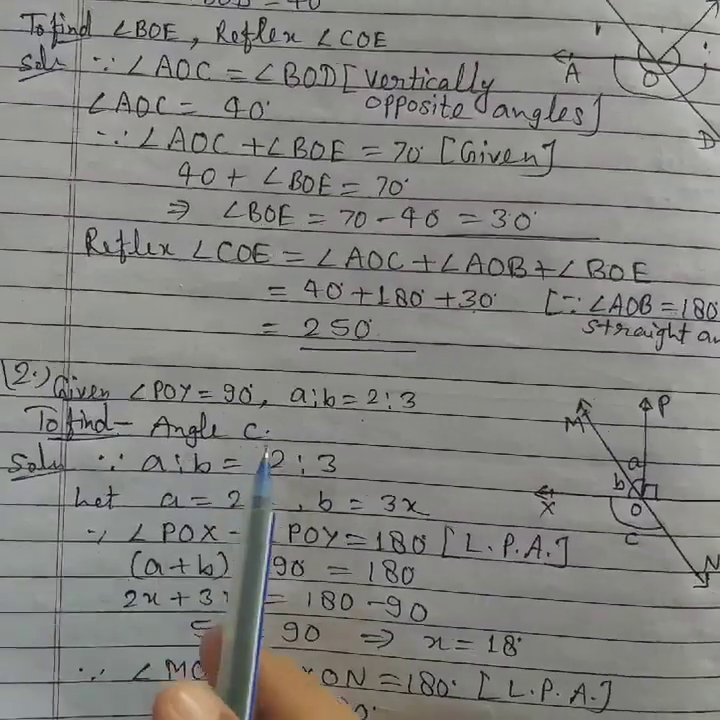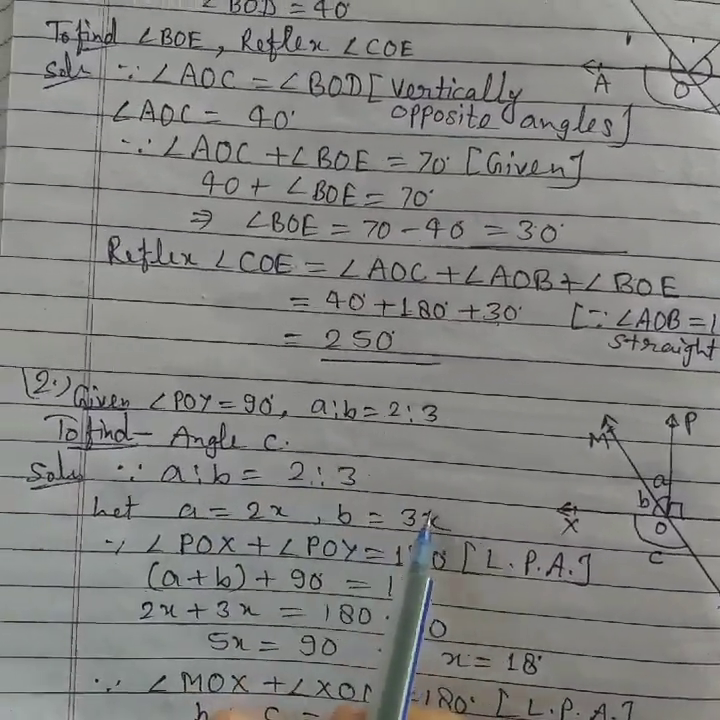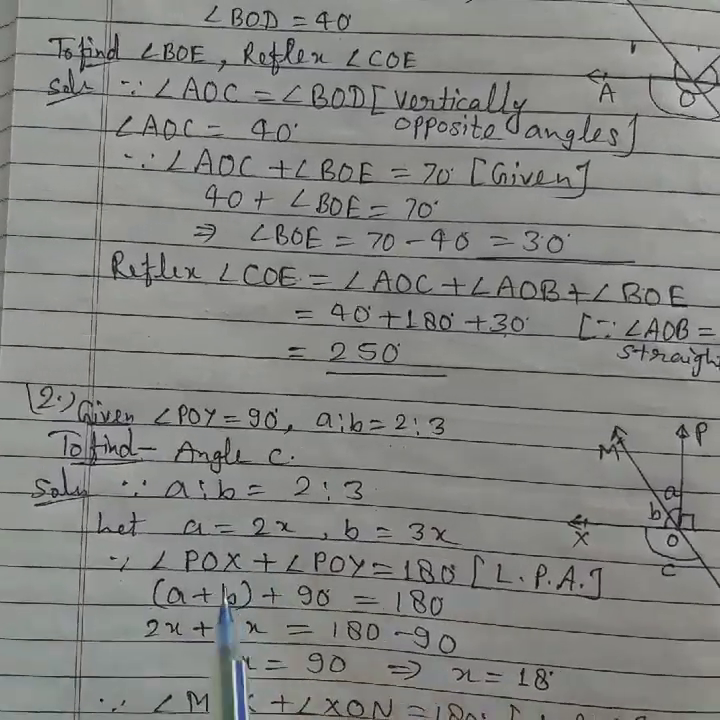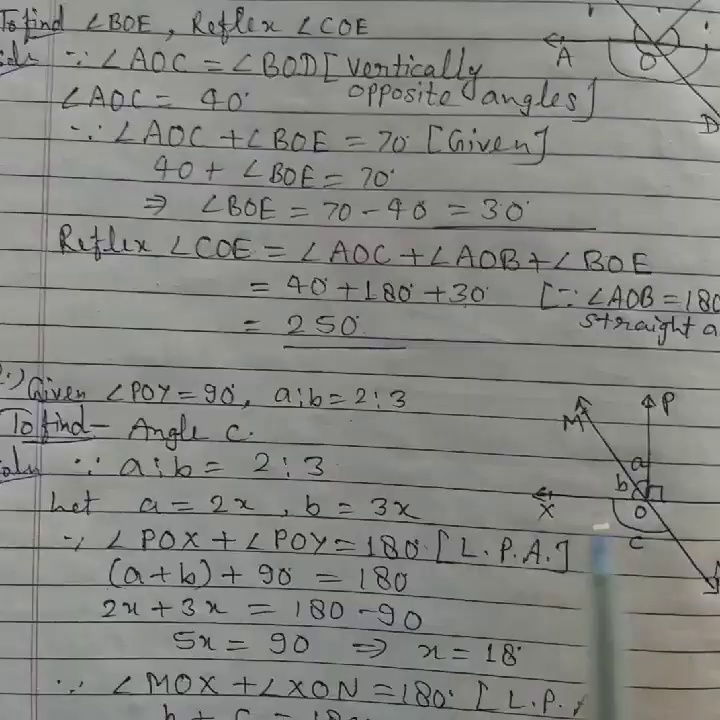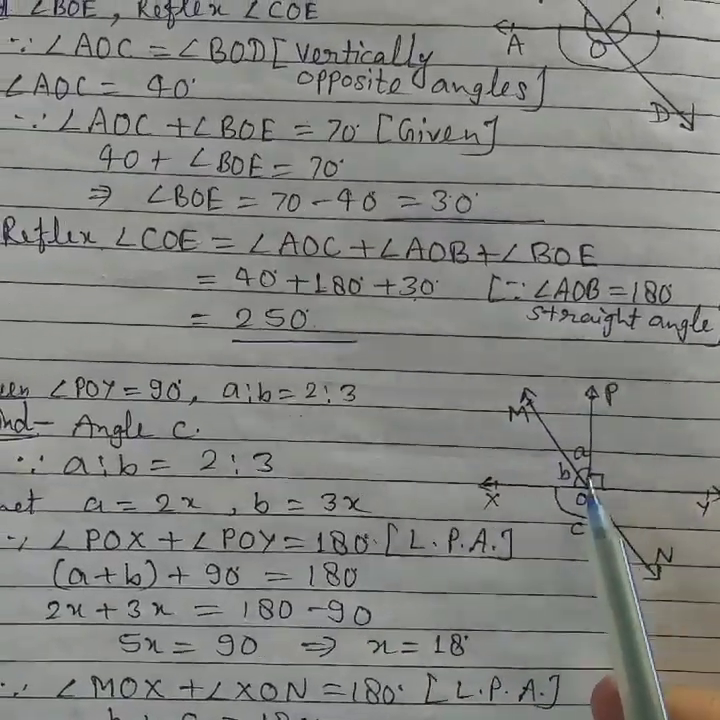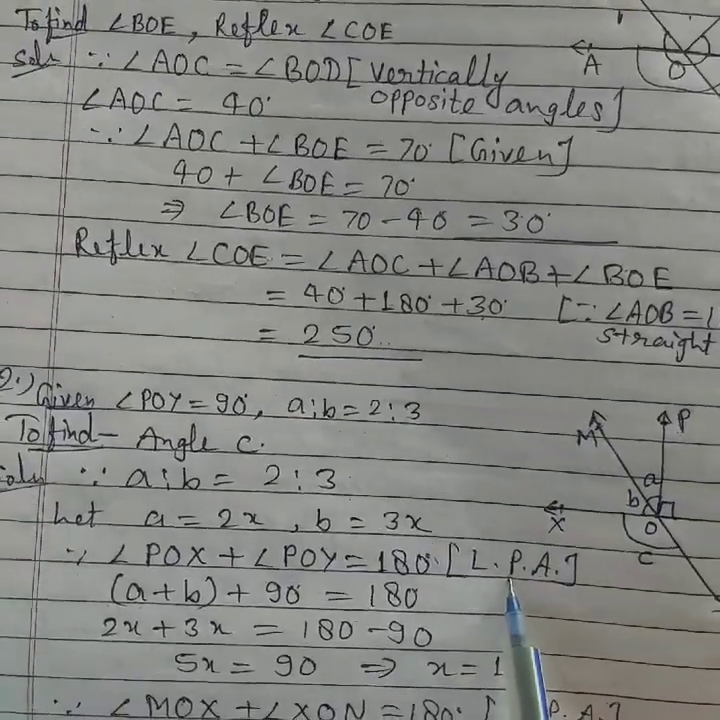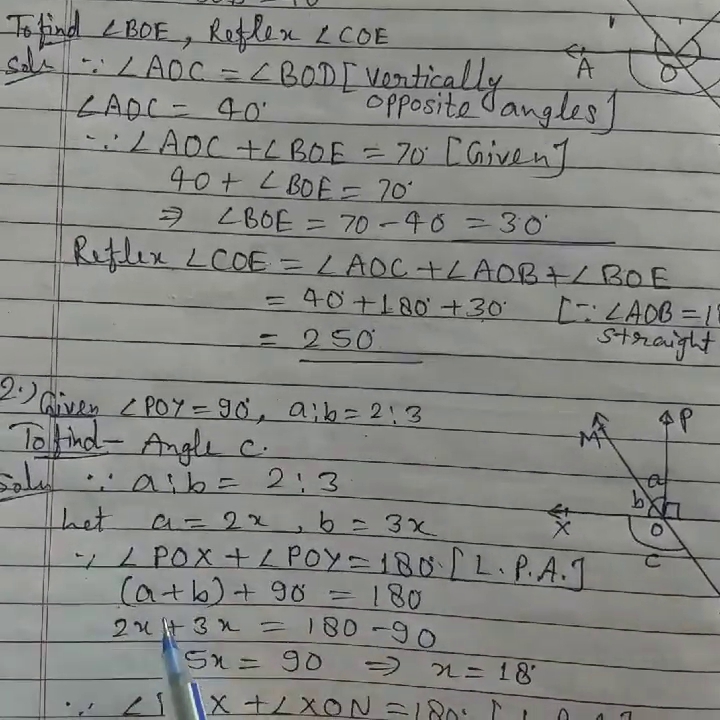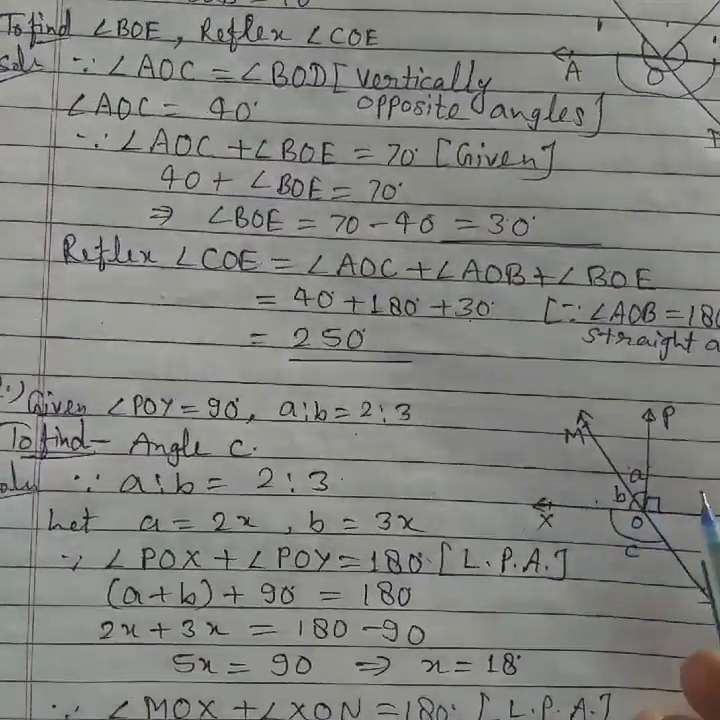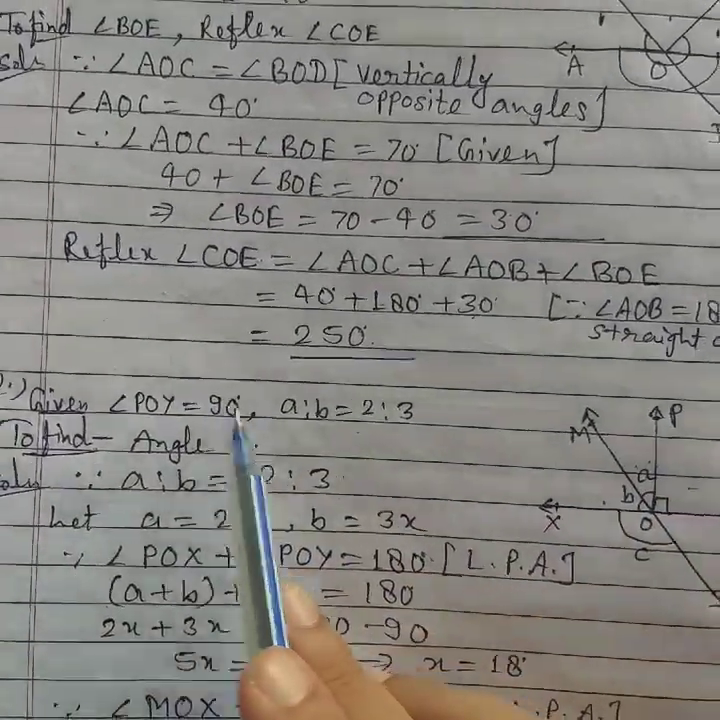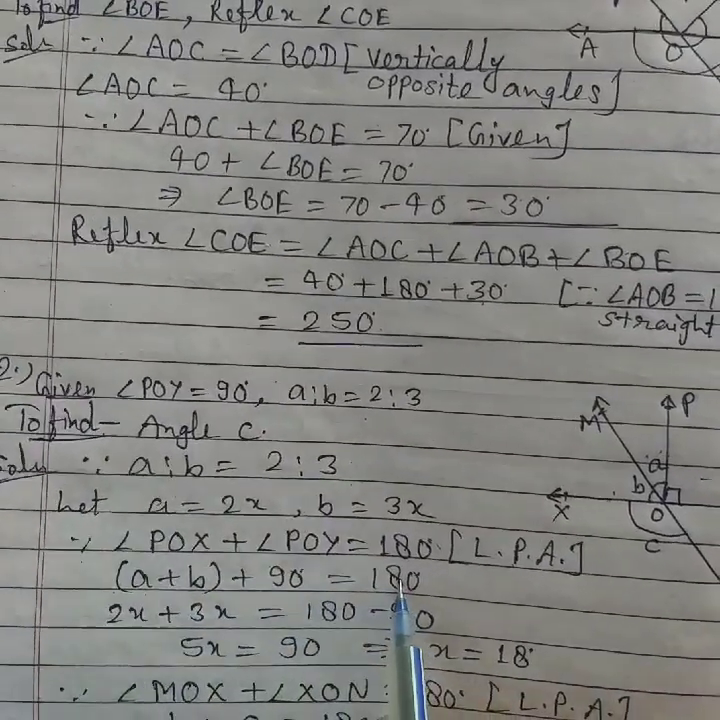So since A is to B is given 2 is to 3, we assume A equals 2x and B equals 3x, assuming common ratio x. Okay. Since angle POX plus angle POY equals 180 degrees, this one angle POX plus POY, this is a linear pair angle, LPA we can write in short form. So POX, that is A plus B, these two angles, plus POY is 90 degrees, it is given here, clear, equals 180. So POX A plus B plus 90 equals 180.